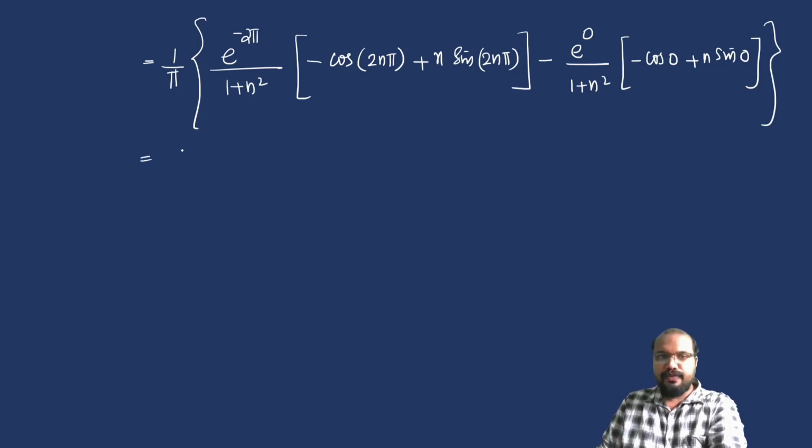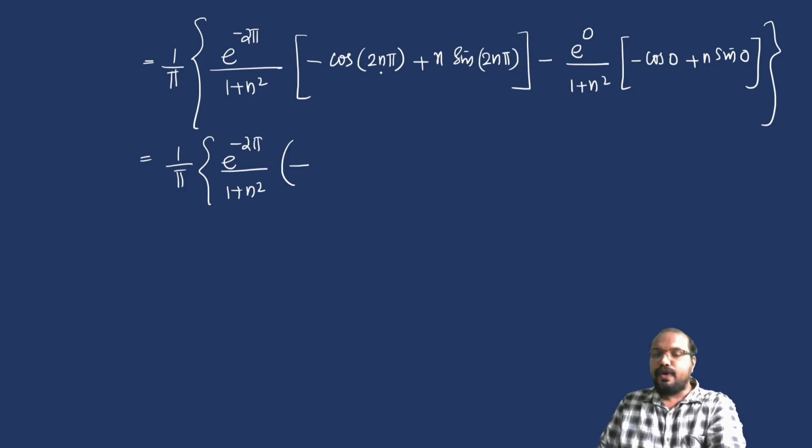Okay, now we have 1 by pi e raised to minus 2 pi by 1 plus n square into (minus cos 2n pi). It is even multiples of pi, isn't it? For even multiples of pi, the value of cos is always 1. Therefore, it is 1 plus n into sine 2n pi.